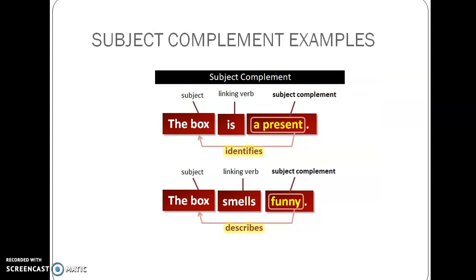Subject complement examples. The box is a present. The box is the subject. Is a linking verb. And which word is telling us more about the box? A present. What is the box? It is a present. The box smells funny. The box is the subject. And the word which is telling us more about the box, that is the subject, is funny. So, a present and funny are subject complements because they are adding more information. They are telling us more about the subject, and they are always placed after the linking words.